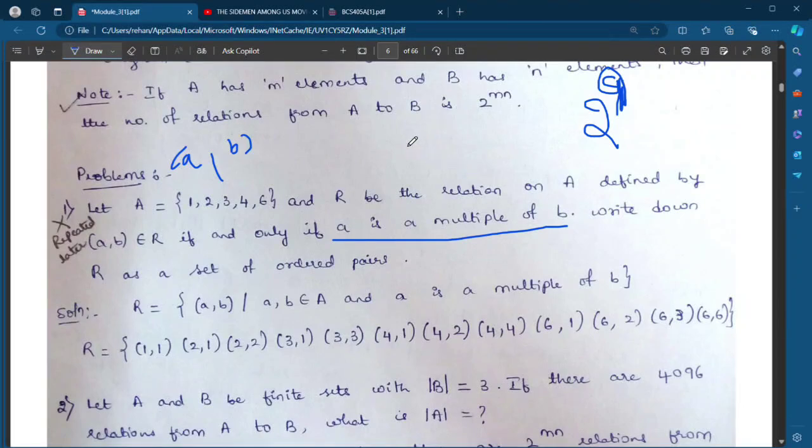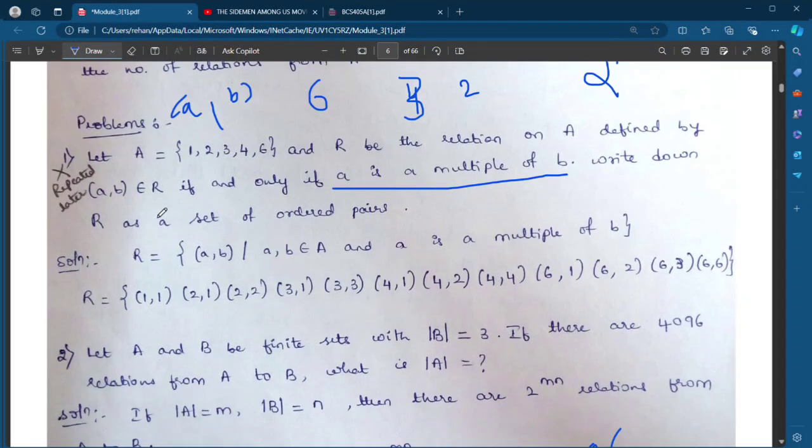For example, 4 is a multiple of 2. Similarly, 6 is a multiple of 3 and 2: 3 twos are 6, then multiple of 2, 2 three times. Like that it is. Write down R as a set of ordered pairs now. Now what they have said, they have a solution.